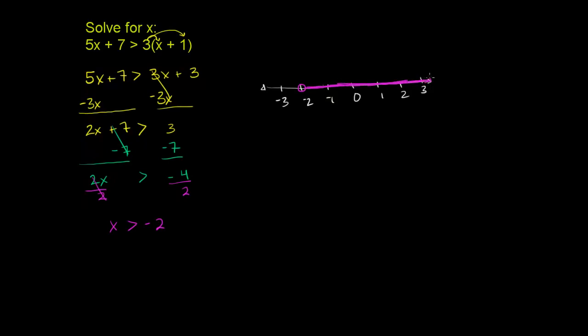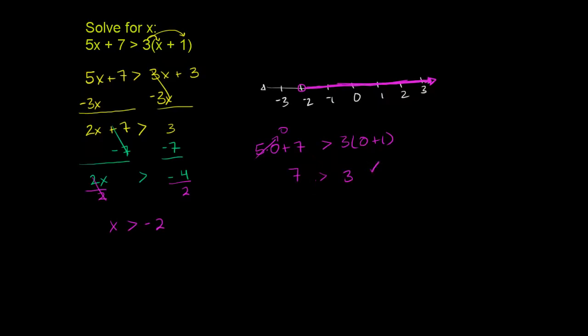will work. And let's try something that should work, and then let's try something else that shouldn't work. So 0 should work. It is greater than negative 2. It's right over here. So let's verify that. 5 times 0 plus 7 should be greater than 3 times 0 plus 1. So this is 7, because this is just a 0. 7 should be greater than 3, right? 3 times 1. So 7 should be greater than 3, and it definitely is.